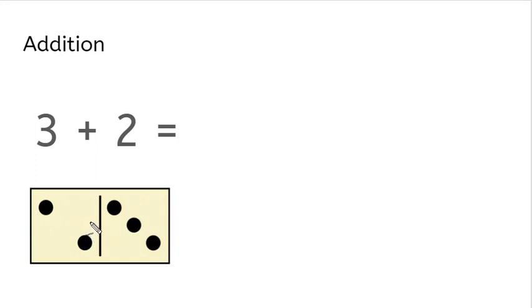We still need to find the total number of dots. You can start on this side or start counting on this side. You ready? 1, 2, 3, 4, 5. 3 plus 2 equals 5.